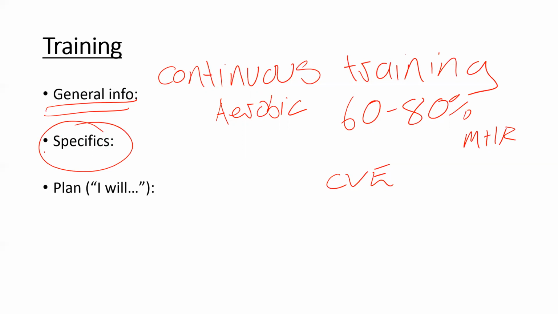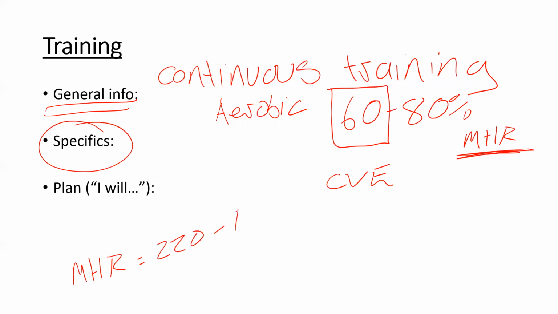You're not going to be working at roughly 60 to 80%. You're going to be working, for example, bearing in mind it's a weakness, at 60%. 60% of your maximum heart rate. How do you calculate that? Well, maximum heart rate is 220 minus your age. So for me, that's minus 20. That gives me a maximum heart rate of 200 beats per minute.